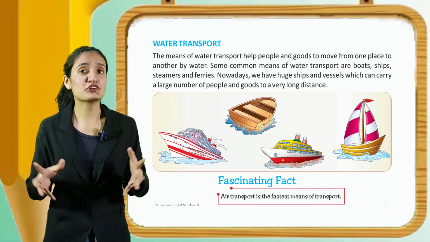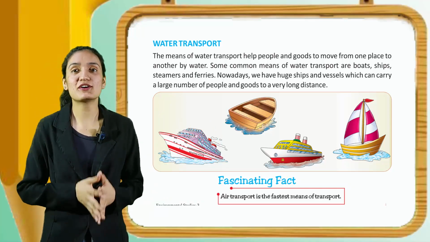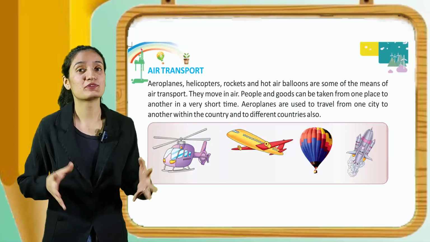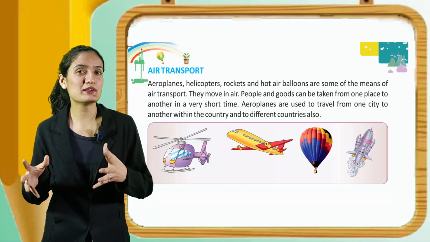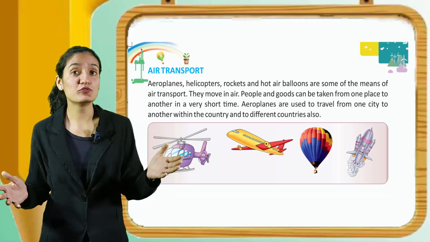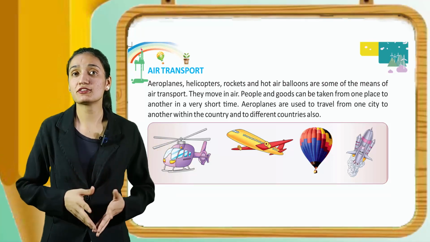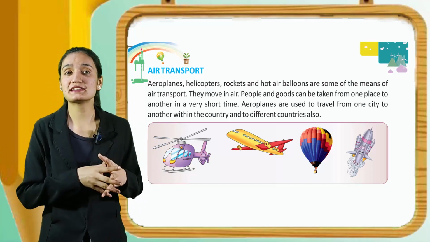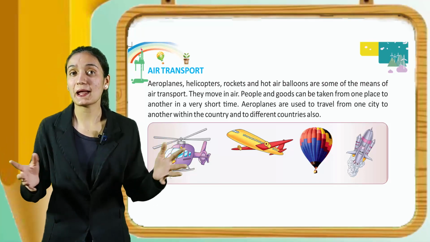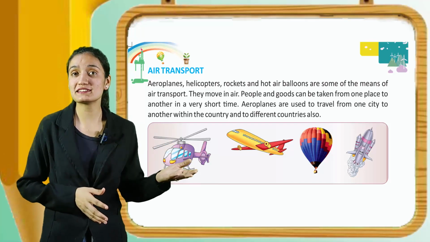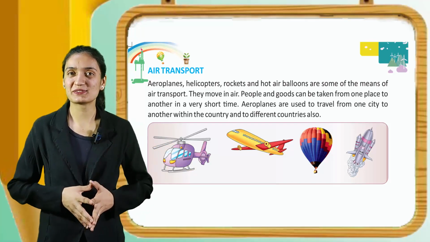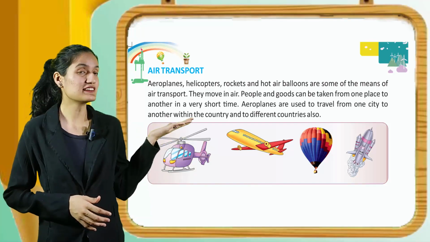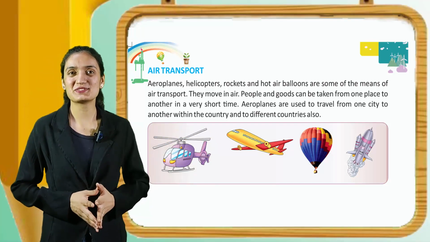Fascinating fact, air transport is the fastest means of transport. Air transport. Aeroplanes, helicopters, rockets and hot air balloons are some of the means of air transport. They move in air. People and goods can be taken from one place to another in a very short time. Airplanes are used to travel from one city to another within the country and go to different countries also. Here are the different means of air transport.